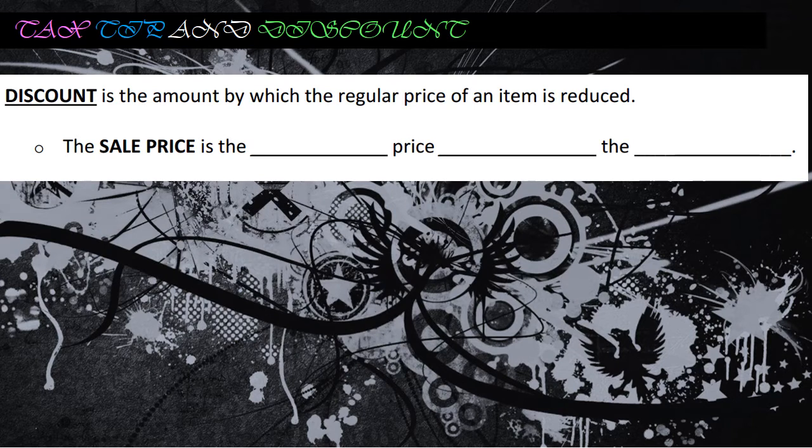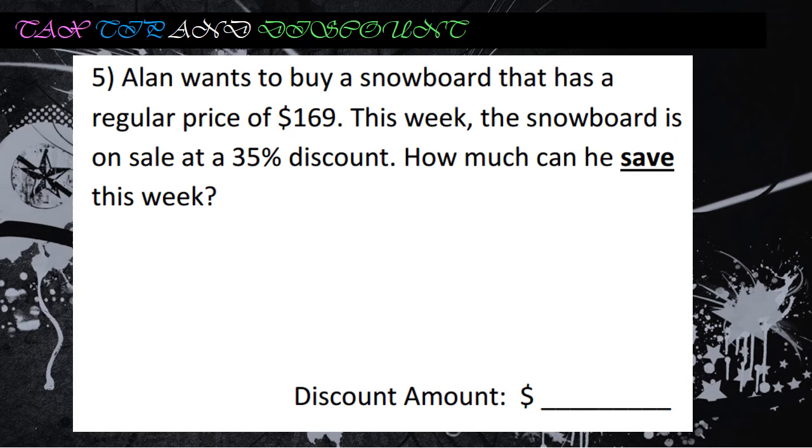So when we talk about discount, the discount is the amount of money by which the regular price of the item is reduced. So we're dealing with our sales price. Our sales price here is the original price times the discount. So here's a way that this is going to look. We're going to have this question here, and we need to figure out what it's asking for, so we can solve it.